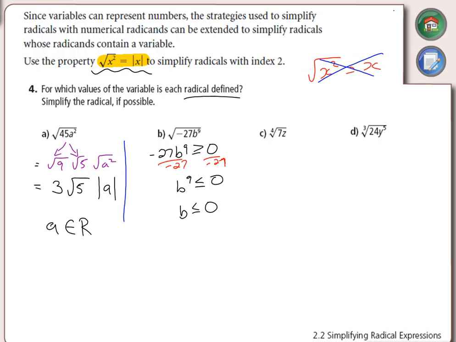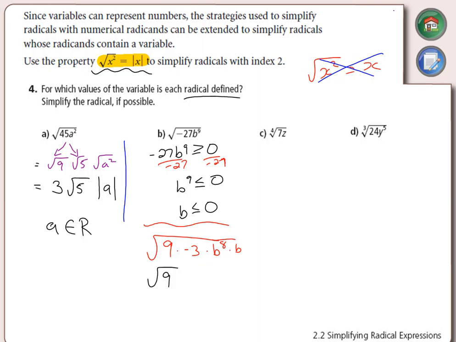And let's work it through now. So we've got negative 27. Hey, that can break down. We've got square roots here. So that breaks into the largest perfect square, 9, times negative 3 times b to the 9. Ooh, that can go down into b to the 8 times b to the 1. Now I can take my square root of 9.